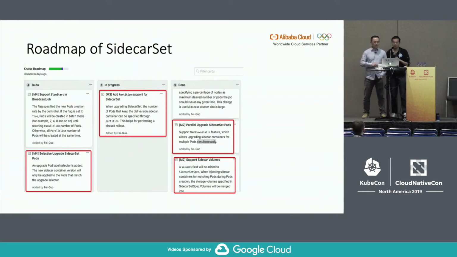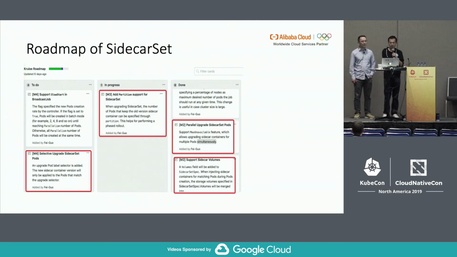Here's the roadmap of the Kruise project. You can pick up that sidecar information. According to this description, some enhancements have been done, such as parallel upgrade of SidecarSet pods and support for sidecar volumes. And some features like partition support for sidecars are in process, and selector upgrade for sidecars is being scoped. Users can get more details about the features and the roadmap from the Kruise official website, discuss, and send some issues to ask for more features.